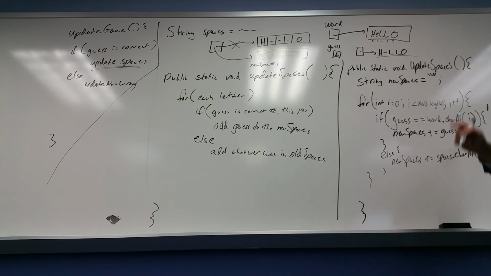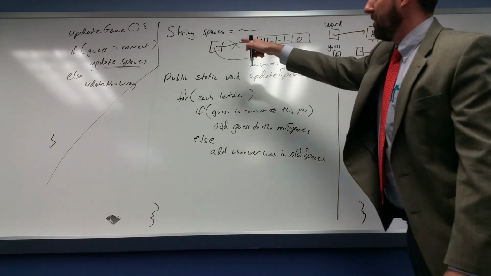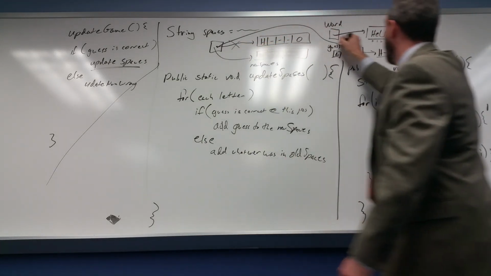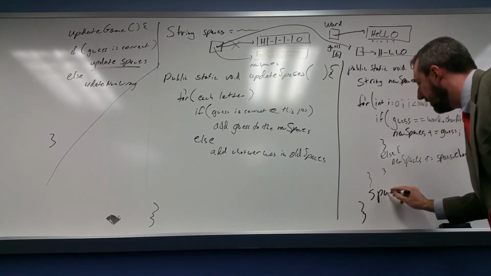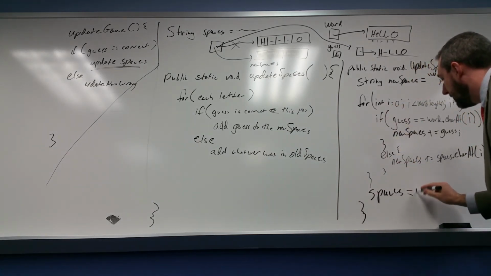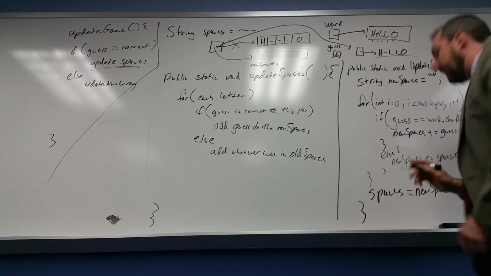Looks like it works. The only last thing we need to do is remember this is new spaces, but we really want spaces to point all the way over here to this. So we're going to add one line after the loop that says spaces equals newSpaces, and that should do it.